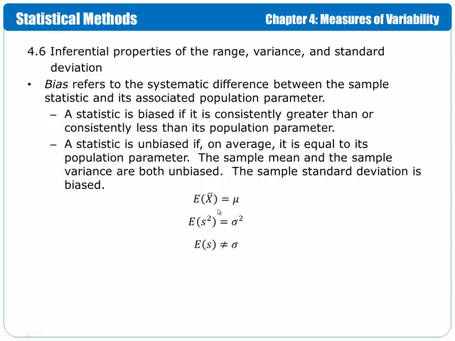So what we're saying down here is that the expected value of our sample mean is our population mean. The expected value of our sample variance is our population variance, but the expected value of our sample standard deviation is not equal to our population standard deviation.